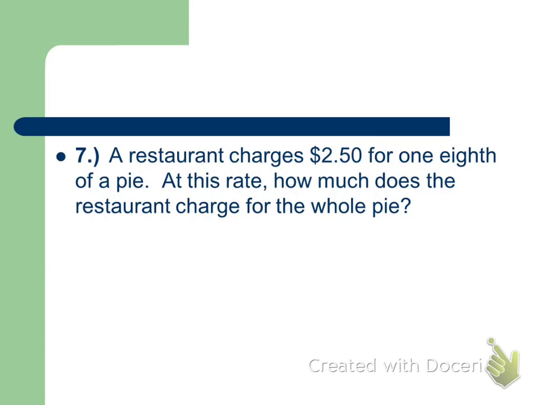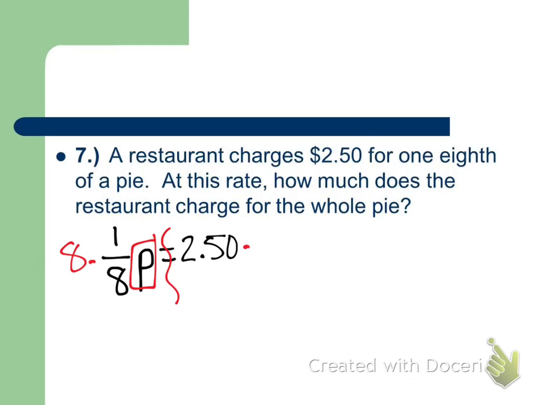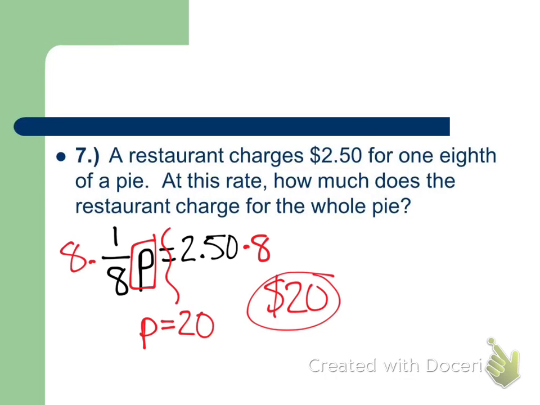On number 7, a restaurant charges $2.50 for 1/8 of a pie. At this rate, how much does the restaurant charge for the whole pie? Alright, so 1/8 of the pie is $2.50. To figure out the cost of the whole pie, we are going to multiply both sides by 8. So P, or the pie, is going to be $20. If we take $2.50 times 8, we would end up with 20. So $20 for a pie.